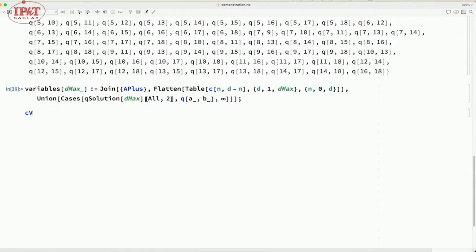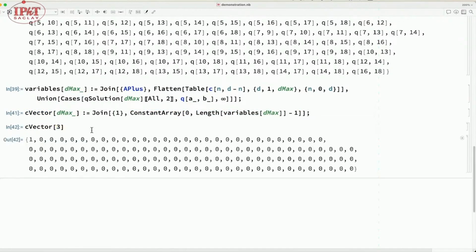So the C vector, which will be the input of the function in the optimization, is a vector that starts with 1, and then the rest is 0. So it's a constant array, a vector whose entries are all 0, whose length is the length of this function variables minus 1, right? Because the length of variables also includes a plus. So this is the C vector. It's just a vector whose first entry is 1, all of the others are 0, and that is the right length.